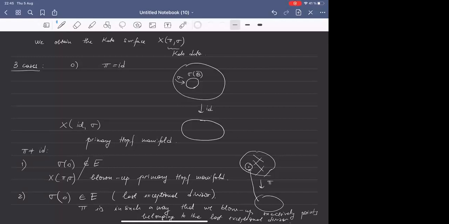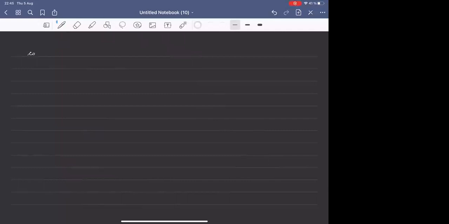Okay, so in this case, number two, what we get is called a minimal Kato surface. So in the sense that it is not the blow up of a Kato surface already, it is not the blow up of another surface, minimal in this way. I would say it is not the blow up of a complex surface.